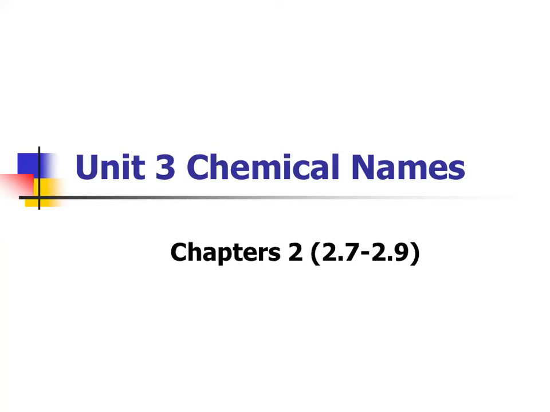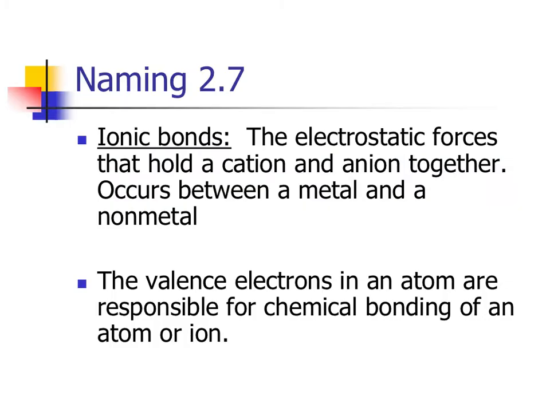So we're going to continue talking about Unit 3 chemical names, and more specifically, we're going to talk about ions today. First thing that we need to know is how do ionic bonds happen, and that is through the electrostatic attraction between a metal and a non-metal.